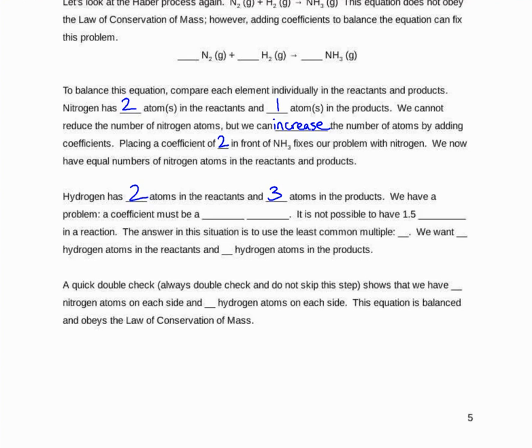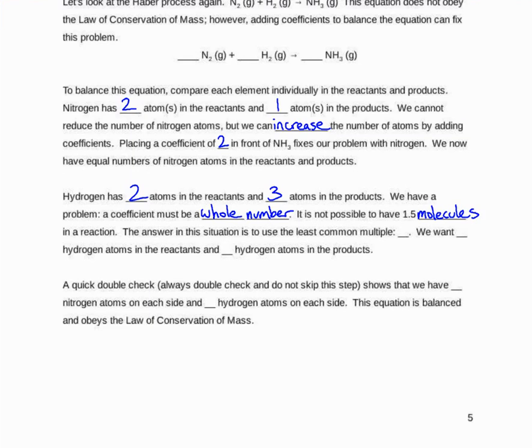So if I were just going to jump straight in here, I might say something like, there's 1.5 of these. But I can't do that. A coefficient has to be a whole number. It's not possible to have 1.5 nitrogen molecules in a reaction. Can't do it. 1.5 molecules is not a possibility.